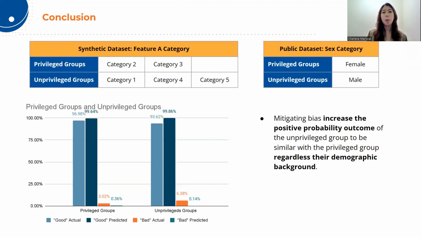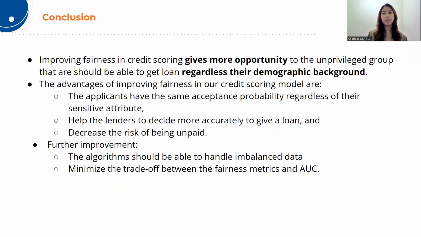From this experiment, improving fairness in the machine learning model can help to give more equality to the unprivileged group. Historically, the privileged group are more likely to get acceptance rather than the unprivileged group who also deserve it. Enhancing fairness in our credit scoring models offers several benefits. Firstly, it ensures that applicants have equal chances of approval irrespective of their sensitive attributes. Secondly, it assists lenders in making more precise loan decisions. Lastly, it reduces the risk of defaults and unpaid loans.